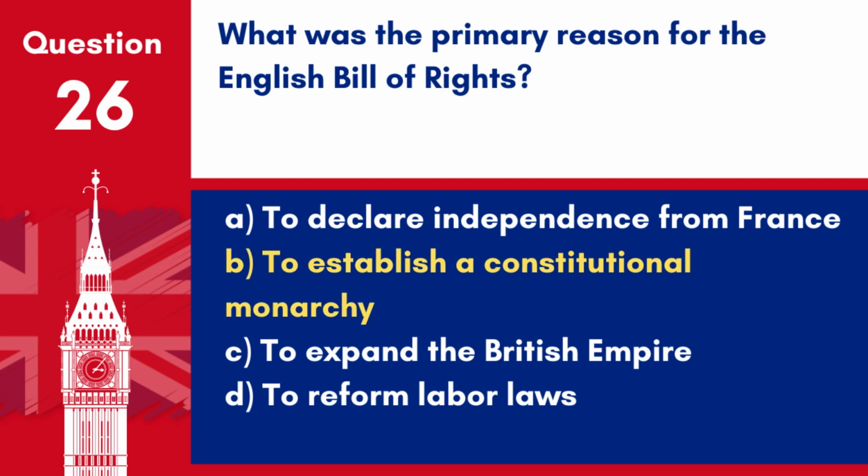Answer B. To establish a constitutional monarchy. The English Bill of Rights, enacted in 1689, was designed to establish a constitutional monarchy and limit the powers of the king, while expanding the rights of the Parliament.